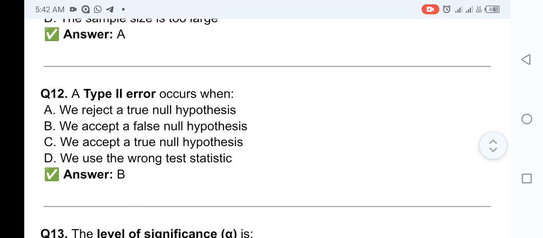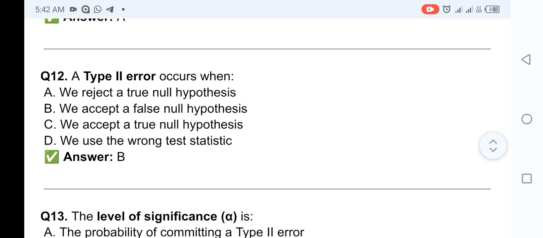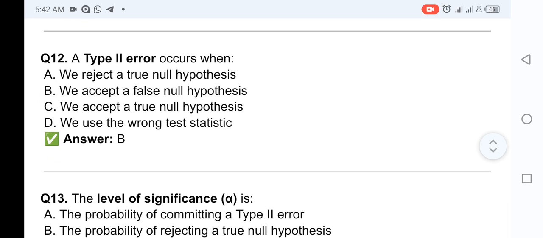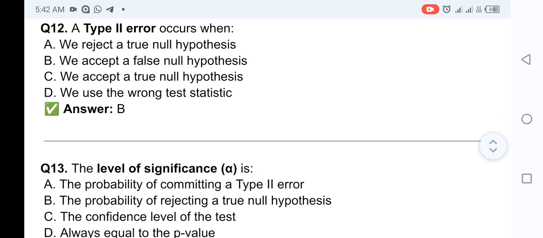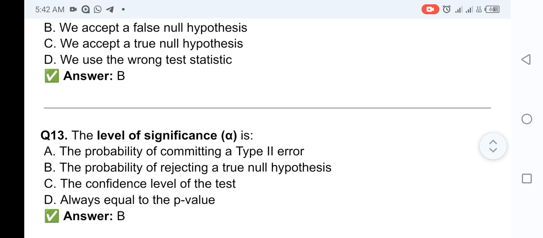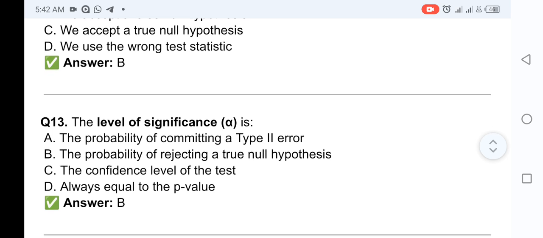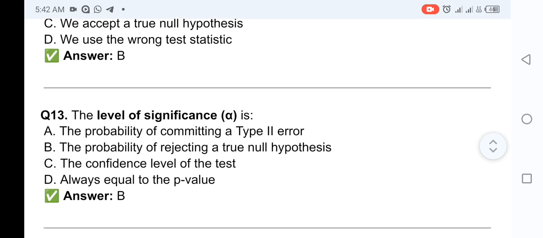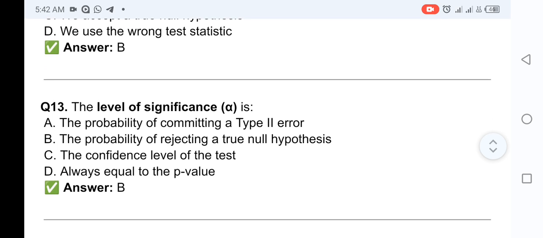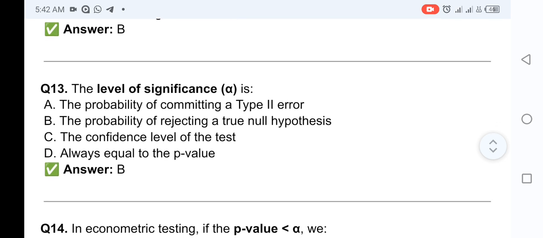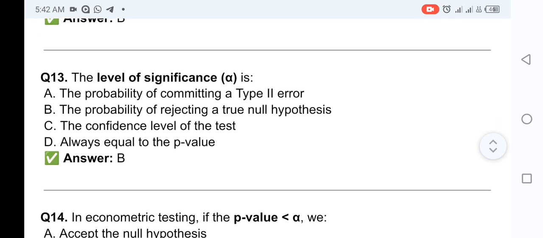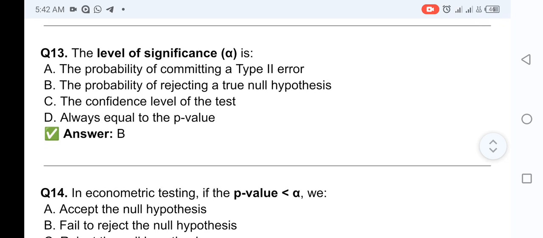C. we accept a true null hypothesis. D. we use the wrong test statistic. Answer B. Q13. The level of significance, alpha, is A. the probability of committing a Type 2 error. B. The probability of rejecting a true null hypothesis. C. The confidence level of the test. D. Always equal to the p-value. Answer B.